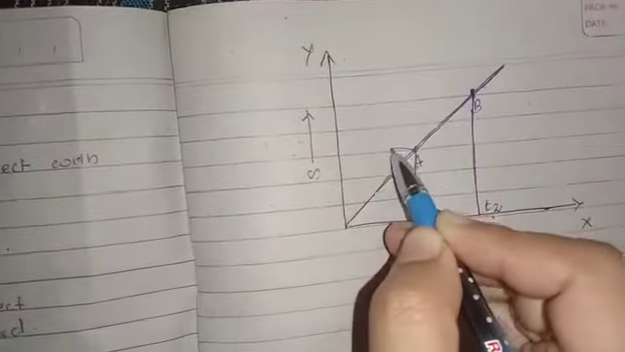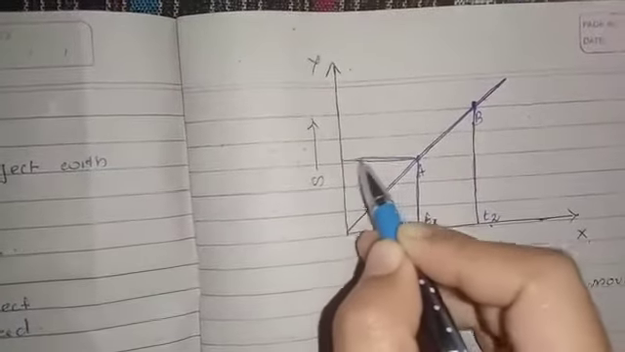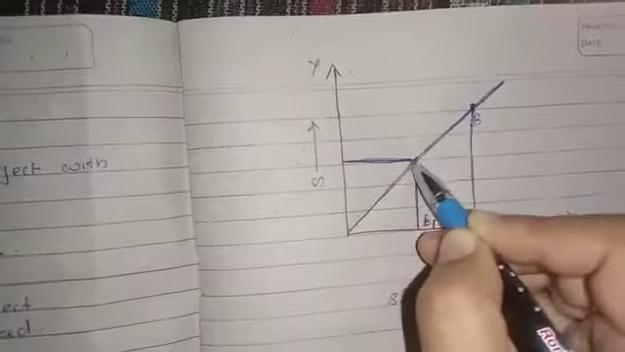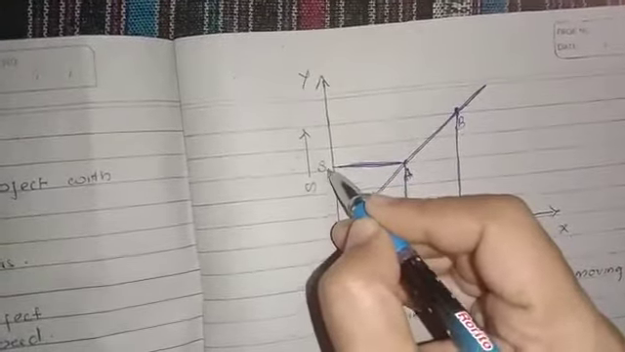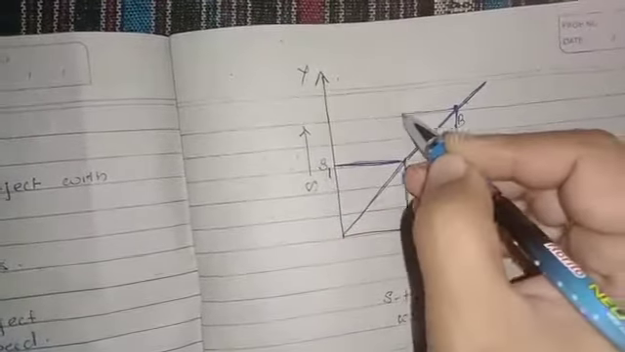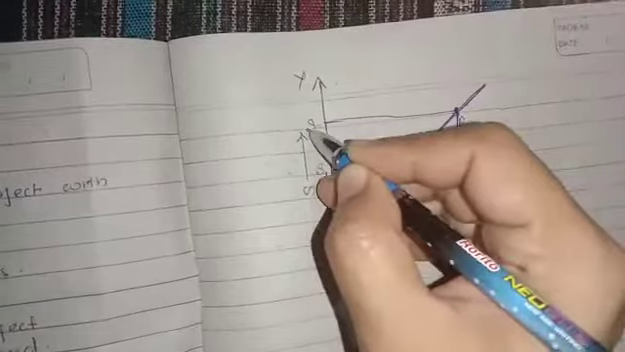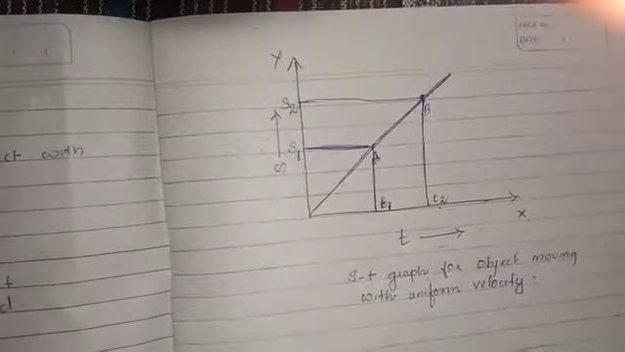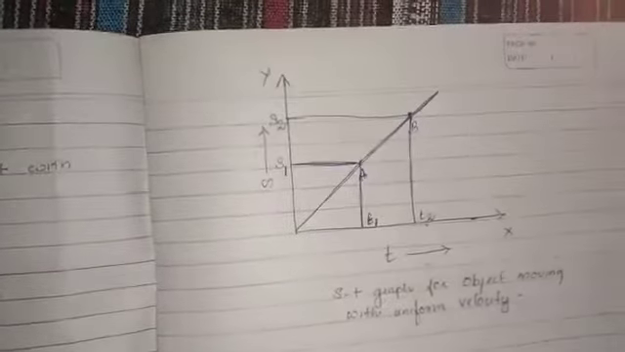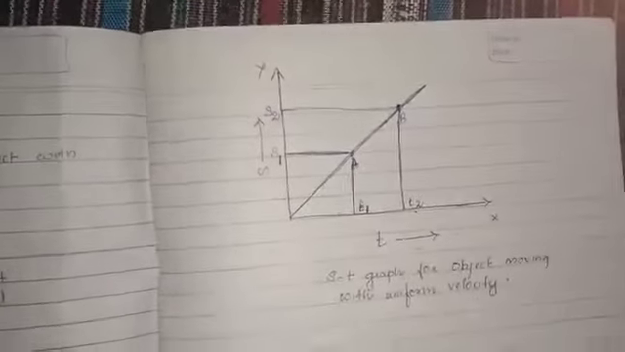Now to know the displacement, we will draw a perpendicular towards where? Towards the y-axis, from A. Suppose the position is S1. Now from B, when we draw it, let the position be S2. So now we have two points, A and B. Now we have to find the speed of the object between A and B.